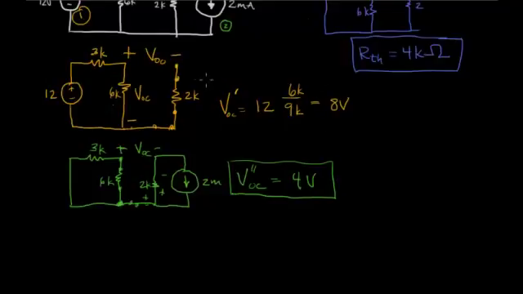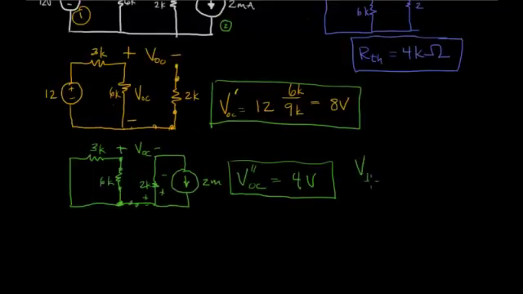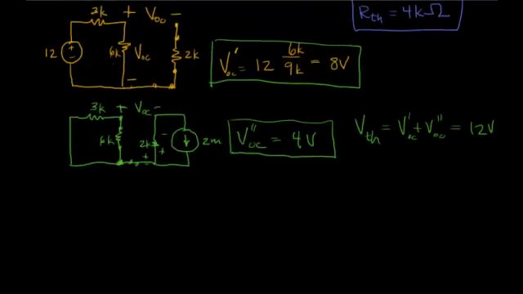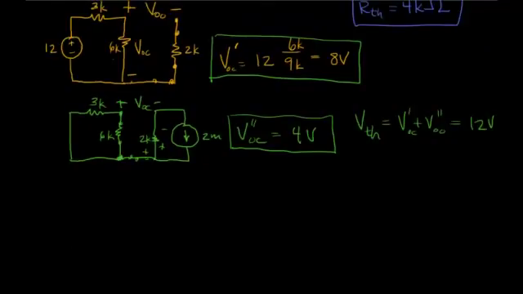Okay, so bringing this all back together now, V thevenin is what we're solving for. V thevenin equals V prime plus V double prime on the open circuit, and that equals 12 volts. Okay, so we have our R thevenin and we have V thevenin, and we're ready to solve our circuit. Let's draw the circuit out and see what it looks like.